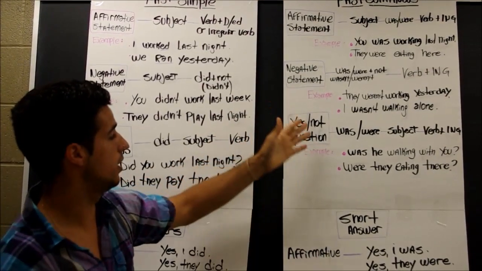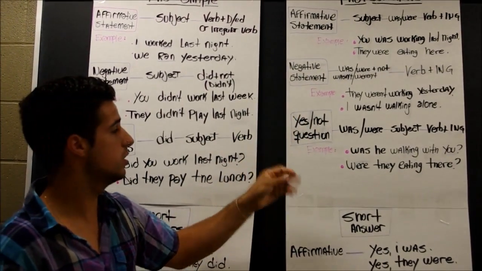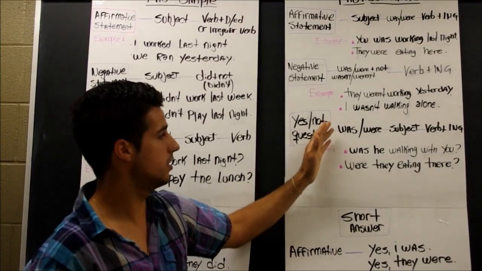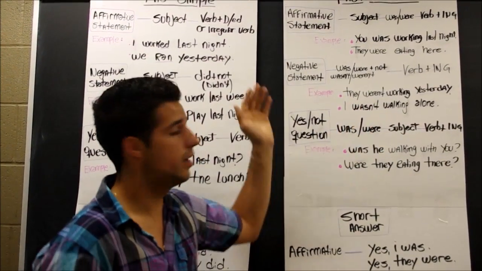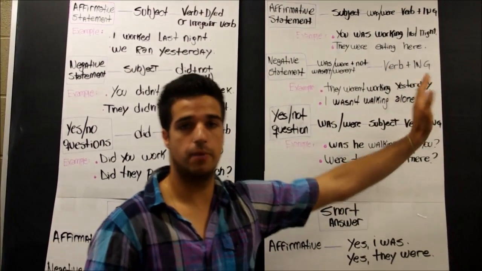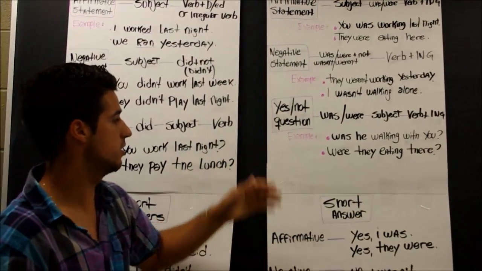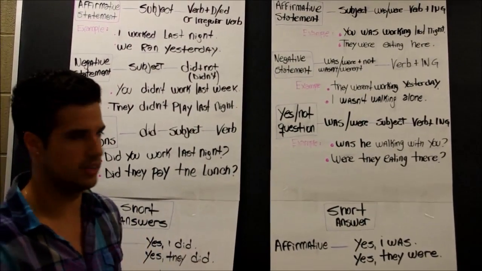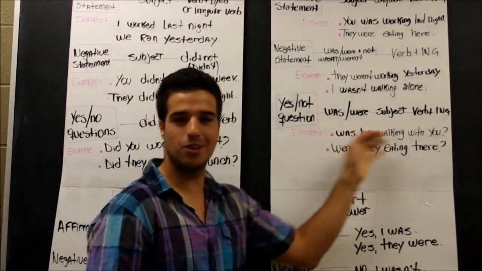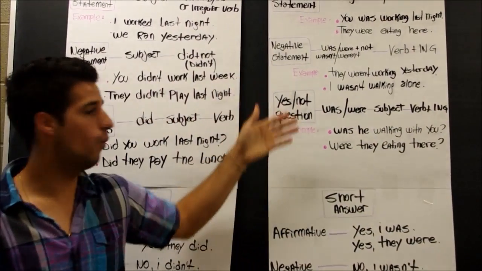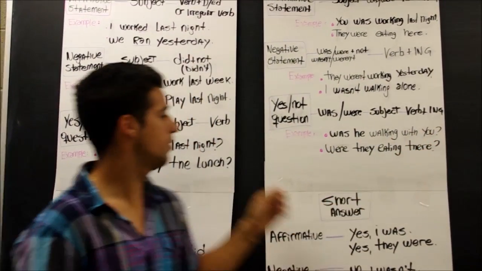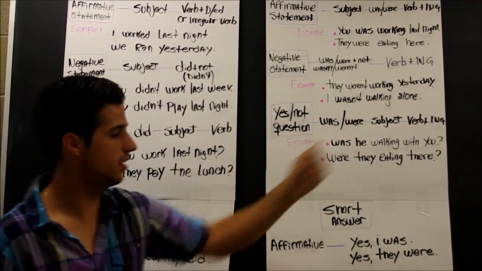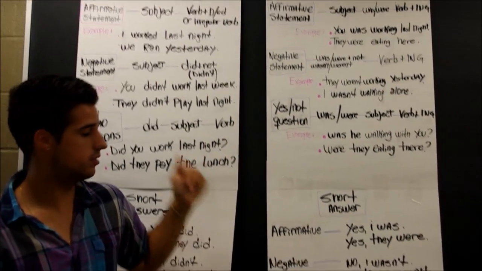Now I'm going to talk about the yes or no questions. It is was or were, the subject, and the verb plus ing. For example, was he walking with you, or were they eating there? Were they eating there?